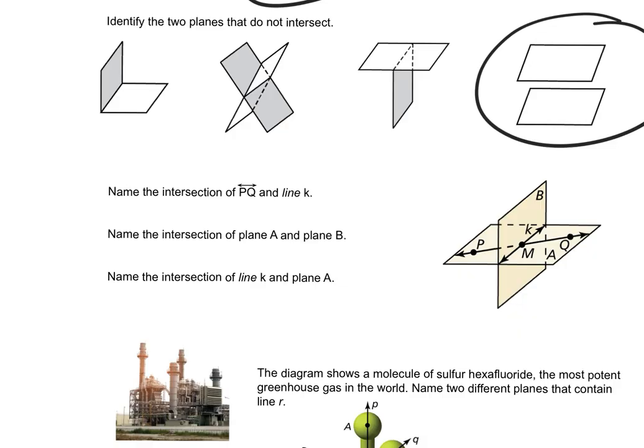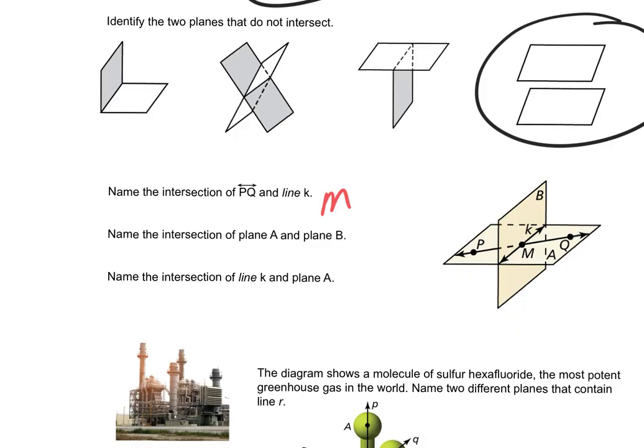Okay, so here's line K. Here's line PQ. And then M is that point right there in the middle. M is the point. Since we have a point here, points are always named by a capital letter, okay? And so that is the point closest to M. Or M is the letter closest to that point, however you want to look at it. Okay?